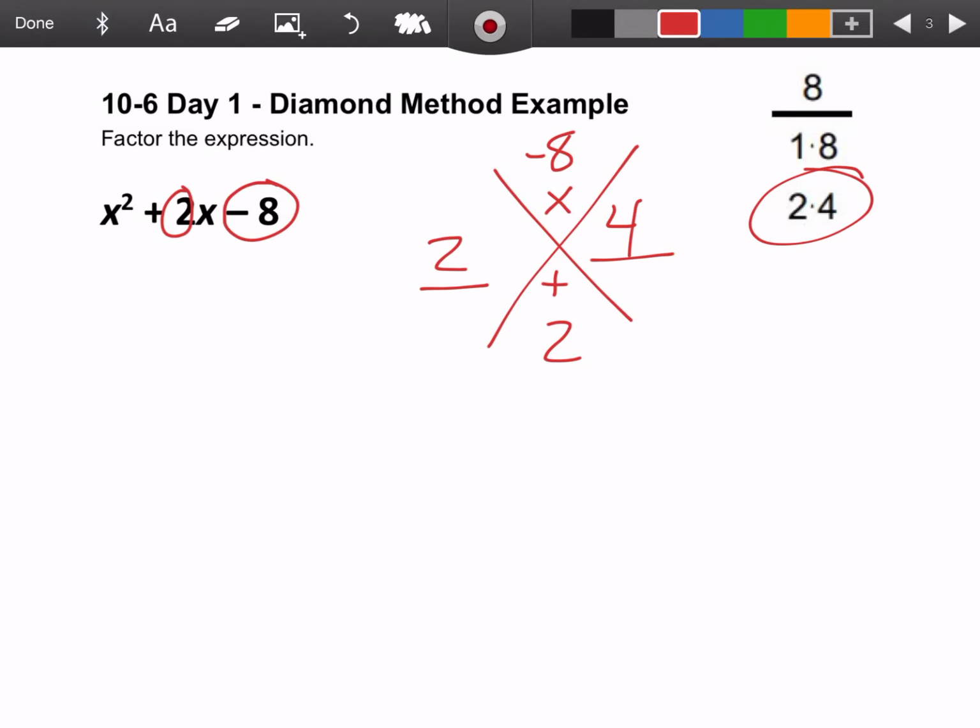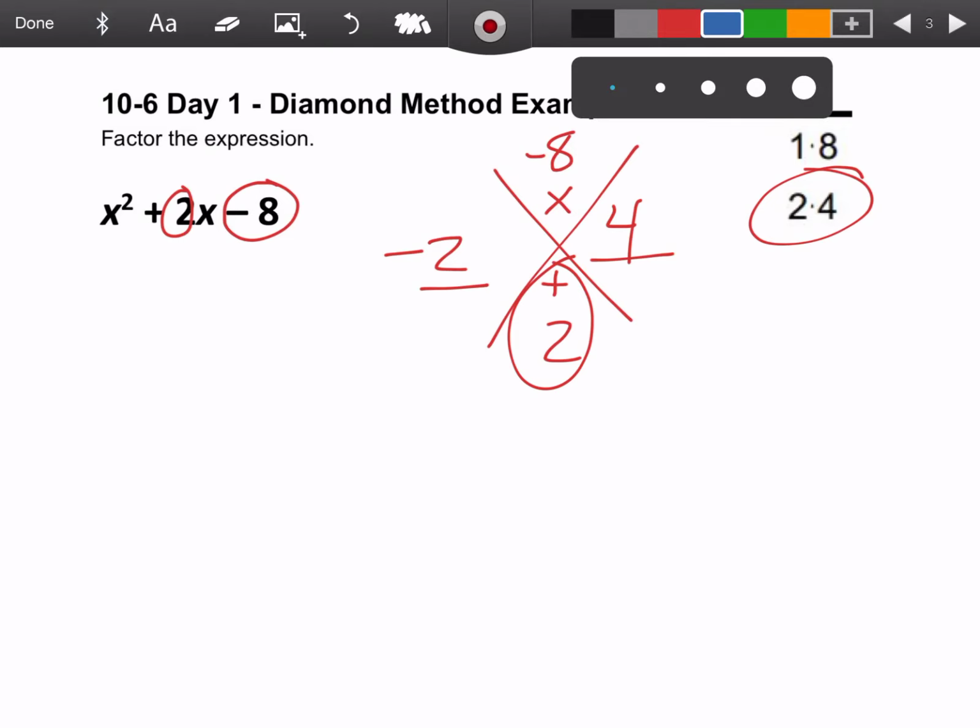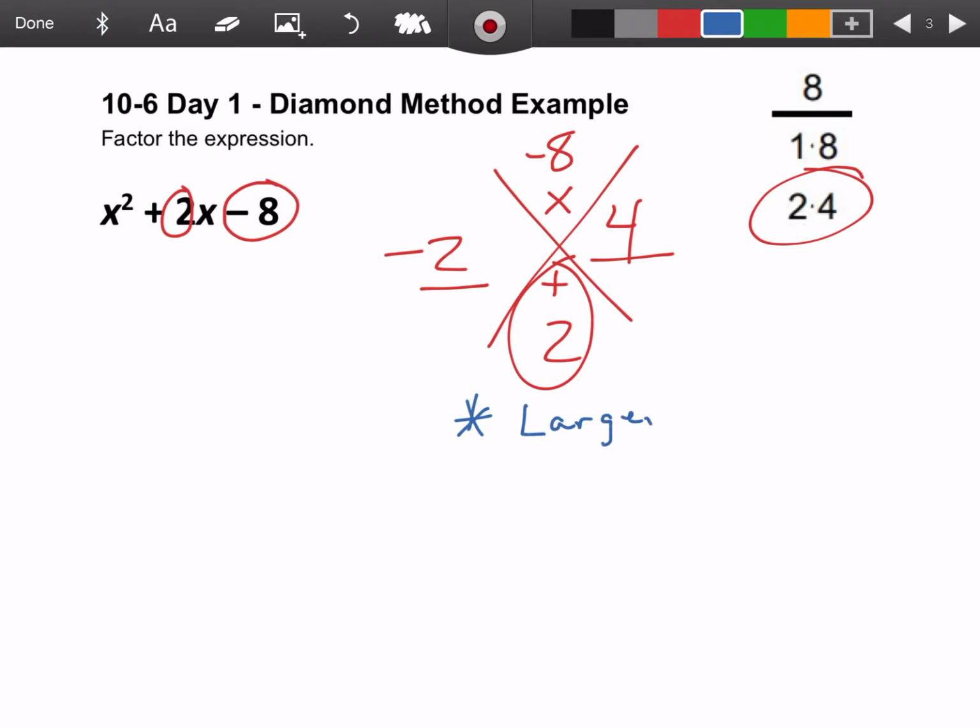So 2 times 4 would give us a positive 8, and we need a negative 8. So one of these factors, the 2 or the 4, has to be negative. And as you can see, we're adding to a positive 2, that means our larger number has to be positive. So here, that would be something that you might want to write down as a note. This would be an example when the larger factor is positive.